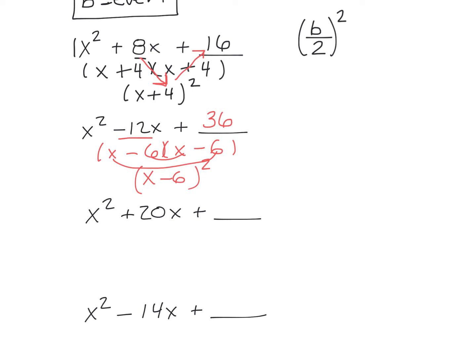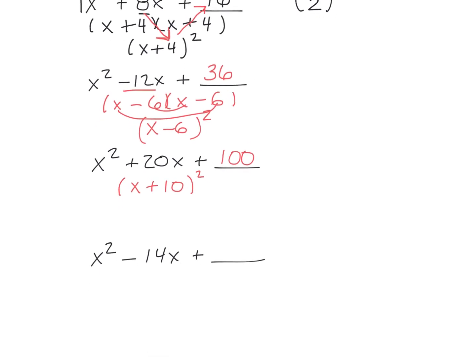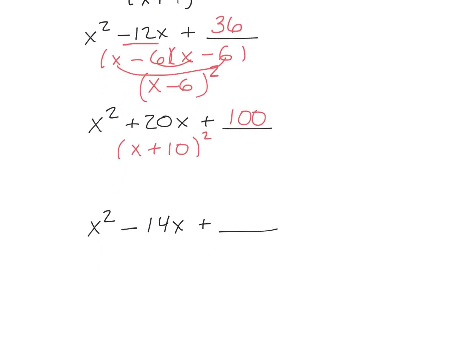Next example, half of 20 is 10. And I'm going to do it this way. So if that's the case, I should know that this is going to factor to be x plus 10 squared. And then 10 squared is 100. So that's a different way of doing this, kind of showing less work, but very acceptable. And in the same fashion in this one, half of negative 14 is negative 7. So it'd be x minus 7 squared. And then this is 49, half of b squared.